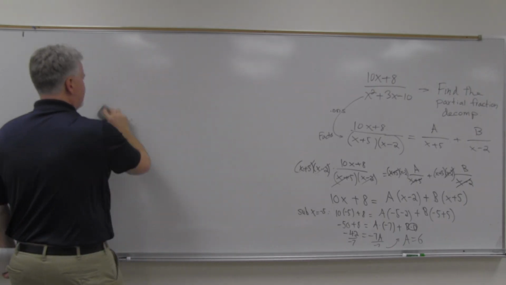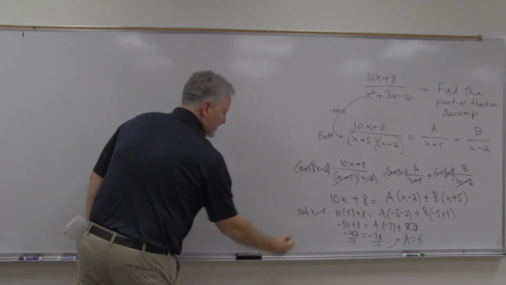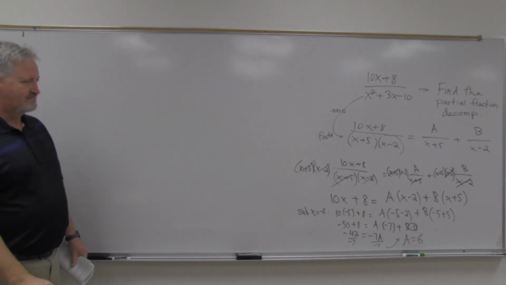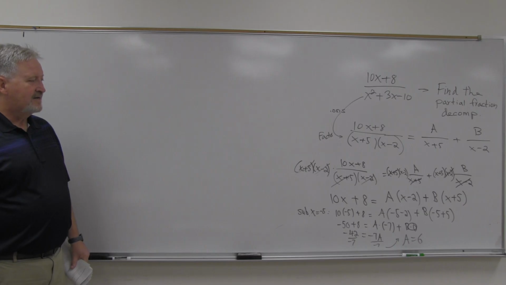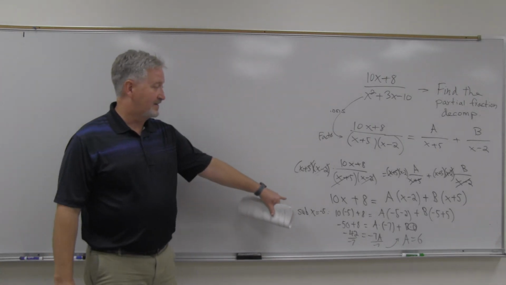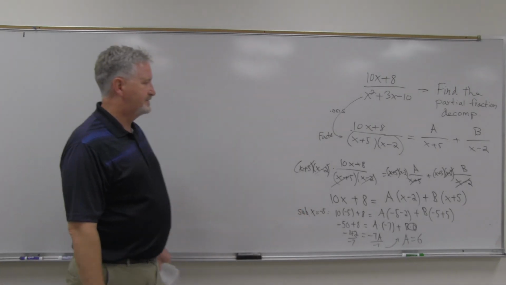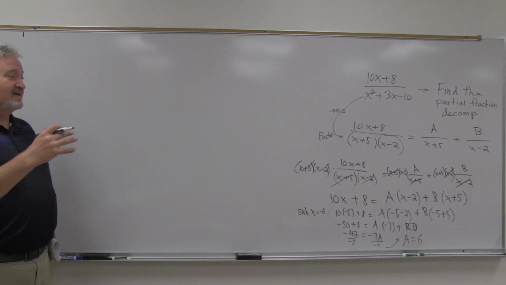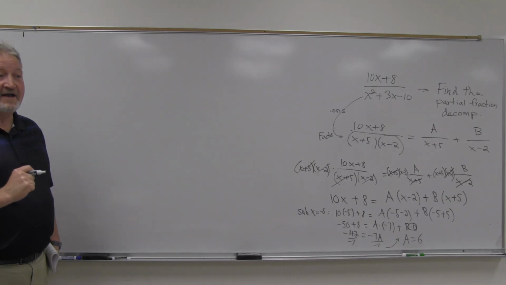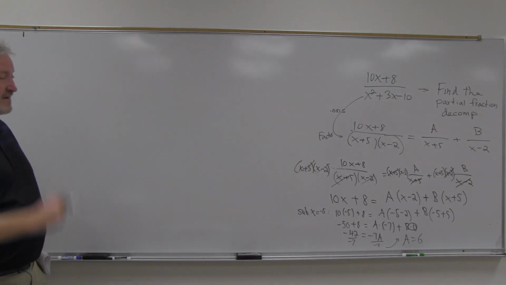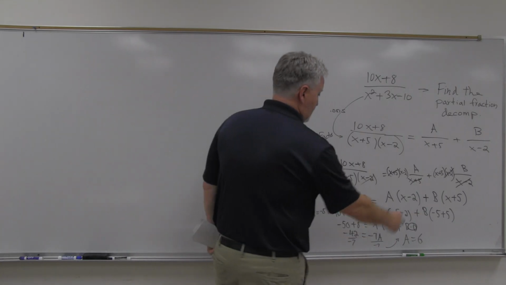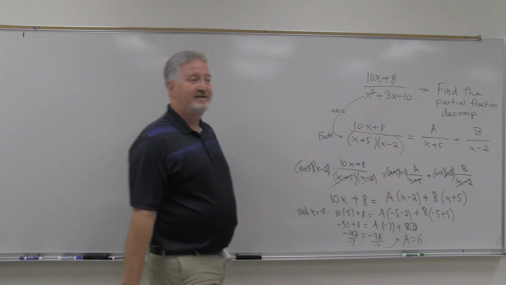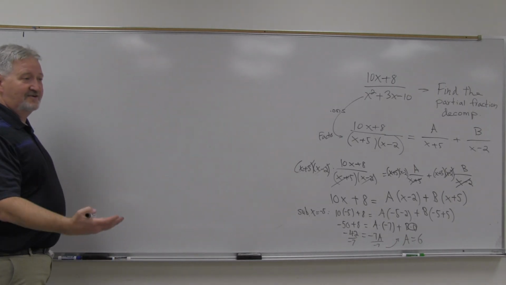Well, I need to figure out what b is, so let's do the same thing, but by choosing a different x to substitute. We've got a. To figure out what b is, choose a different x to sub in. What would be a good value to sub in to figure out what b is? Well, if I choose x is 2, the a is going to go away. I can figure out what b is.